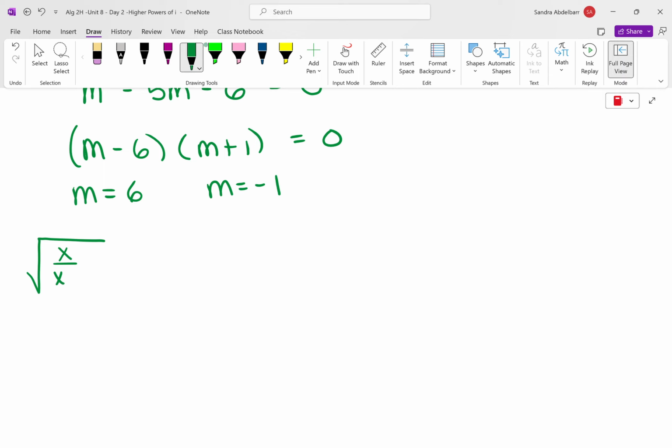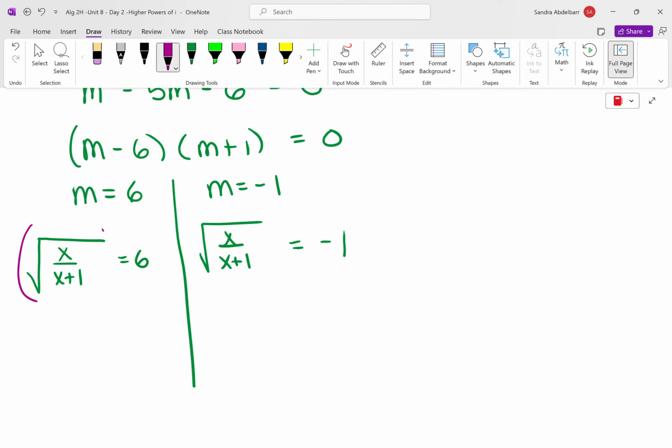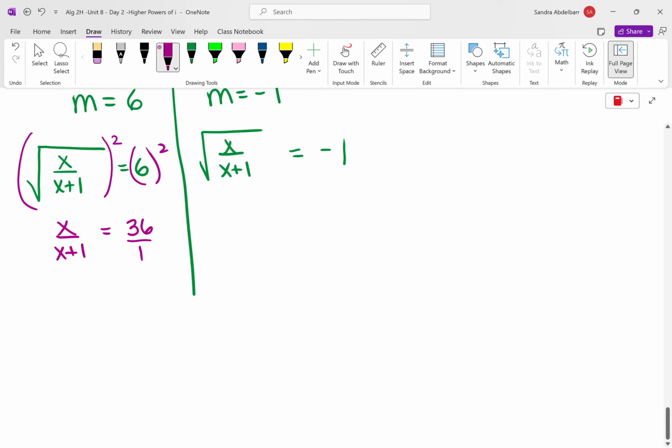Now let's plug back in. So we're going to say m is the square root of x over x plus 1 equals 6, and the square root of x over x plus 1 equals negative 1. All right, let's go to the left side. We're going to solve for x. Do we all agree we're going to square both sides to get rid of that radical? So now we're going to have x over x plus 1 equals 36. Everybody with me so far?